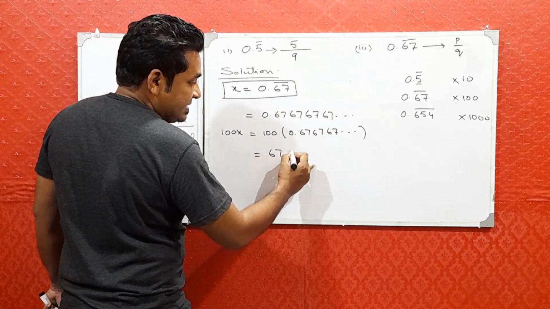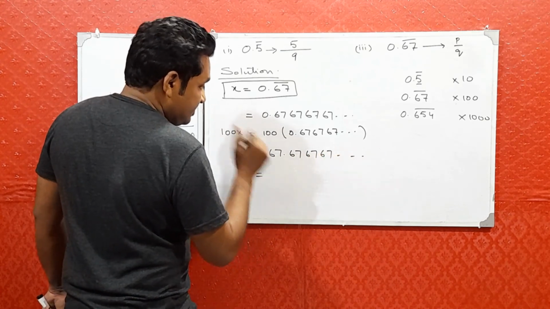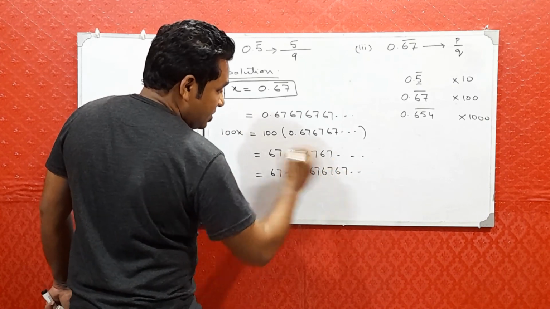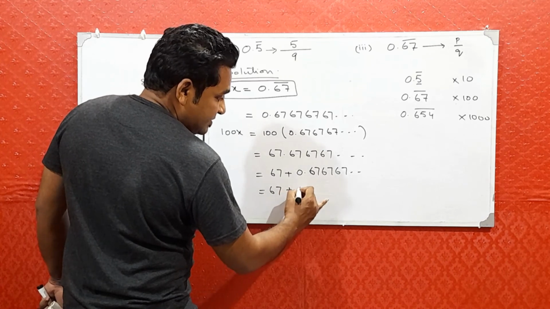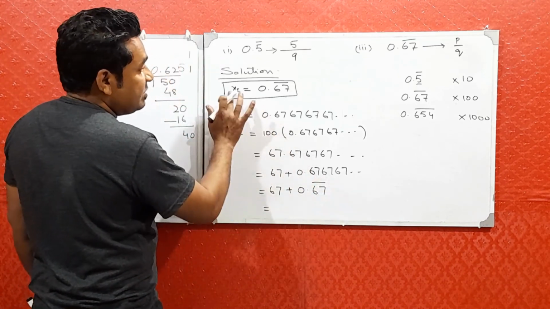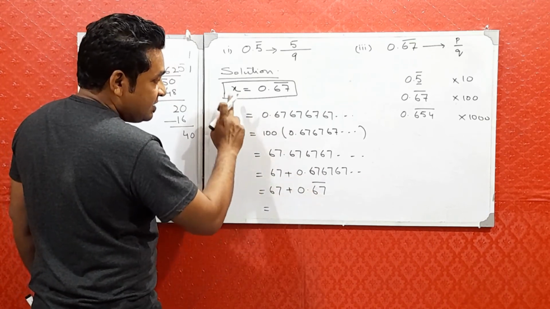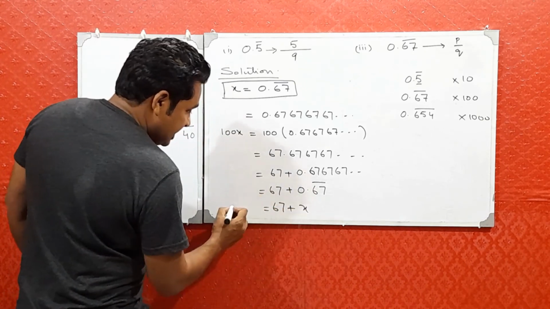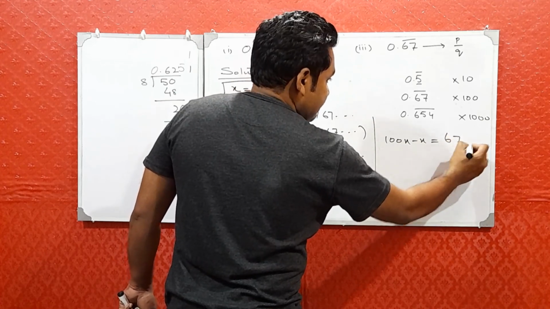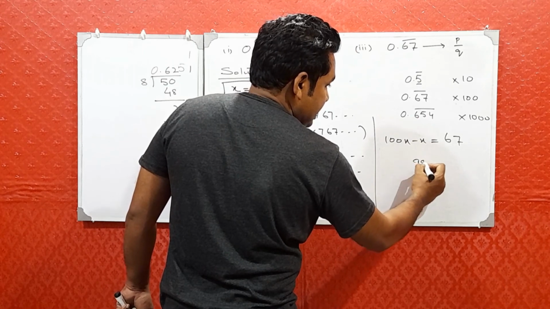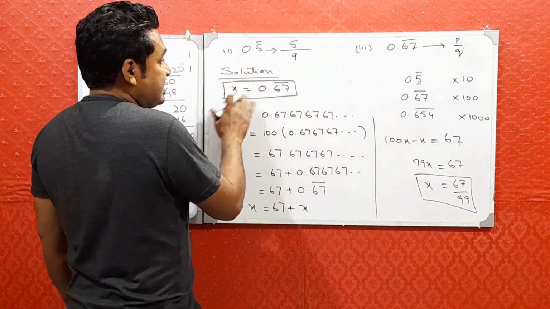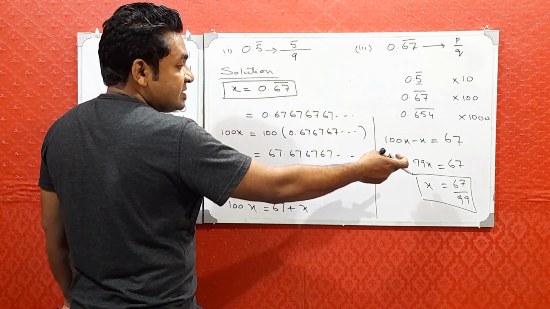So it will be 67.676767 and so on. Now this can be written as 67 plus 0.676767 and so on, which is 67 plus 0.67 with bar on it. Now you let this 0.67 bar equal to x in the beginning, so just replace it by x. It is written as 67 plus x, and 100x. Now shift this x to this side, it becomes 100x minus x equals 67. So 100x minus x is 99x equals 67, and x is 67 over 99. So x is equal to 0.67 bar, or x is equal to 67 over 99.